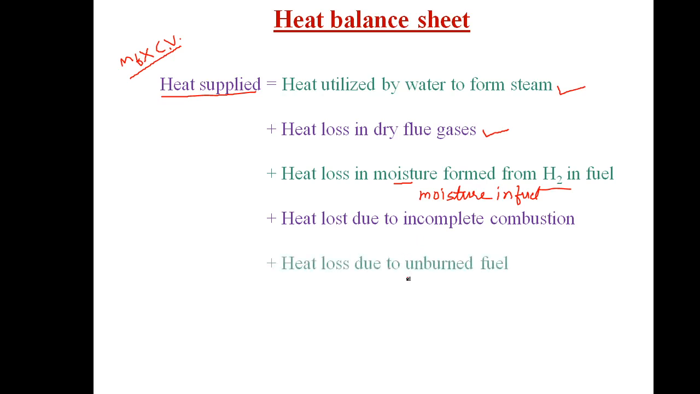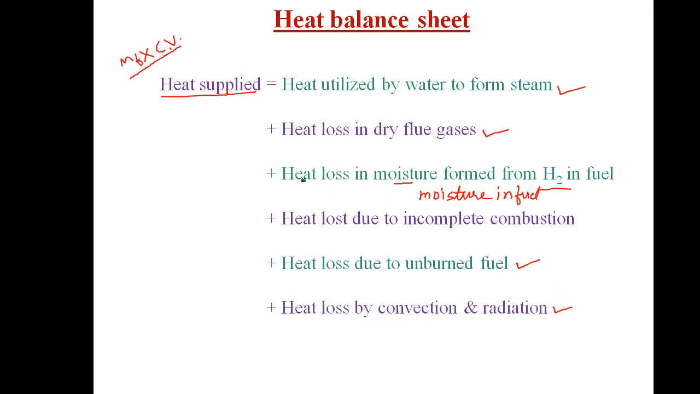And then the next one is loss of heat due to unburned fuel. If fuel falls into the ash pit without burning, then the heat that was supposed to be produced by the fuel is not produced because of unburned fuel. So that is one kind of heat loss. Then heat loss by convection and radiation, which is not accounted.